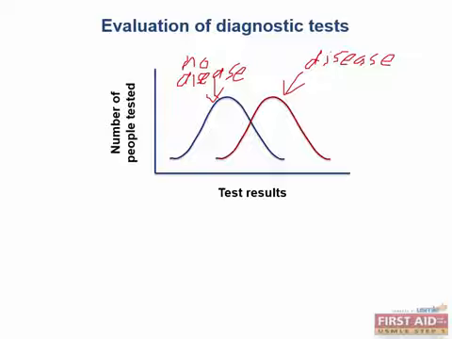Let's say we want to use systolic blood pressure to detect cases of hypertension. So what do we normally consider to be a normal systolic blood pressure?